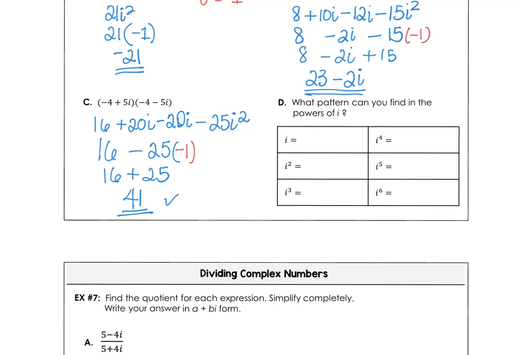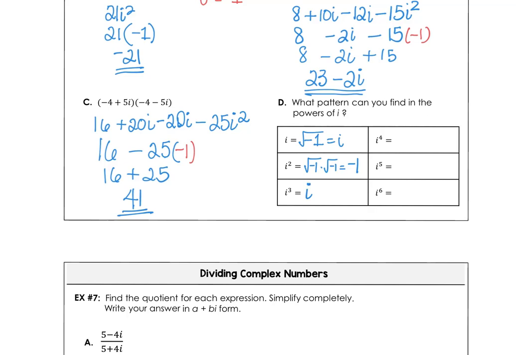And here we're going to recognize the patterns for complex numbers, or powers of i I should say. So we already know that i is just the square root of negative 1 by definition, and i squared is the square root of negative 1 times the square root of negative 1, which is negative 1.